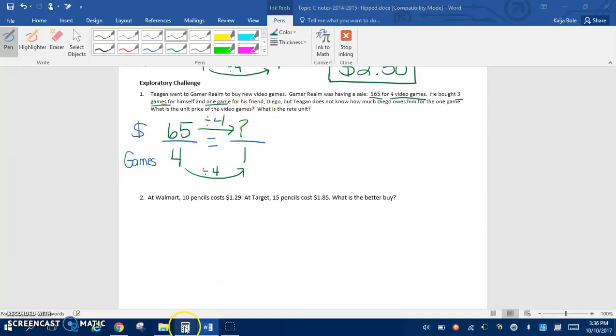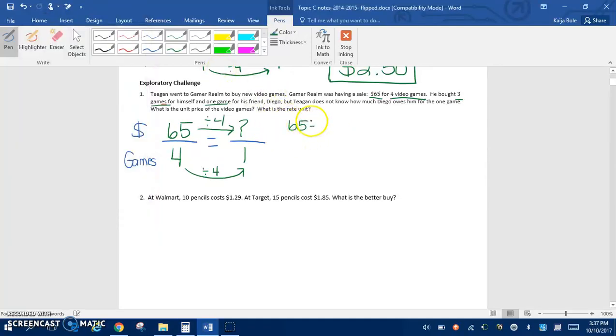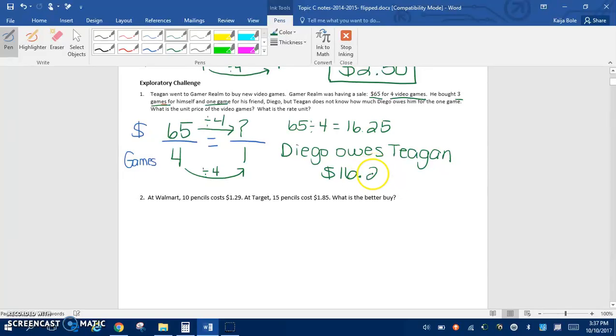You're going to need your calculator. So we're going to plug that in here, and we're going to do 65 divided by 4. I'm going to write that up to the side. 65 divided by 4 is 16.25. So Diego owes him, we can write, Diego owes Tegan $16.25. And that is our answer for that one.